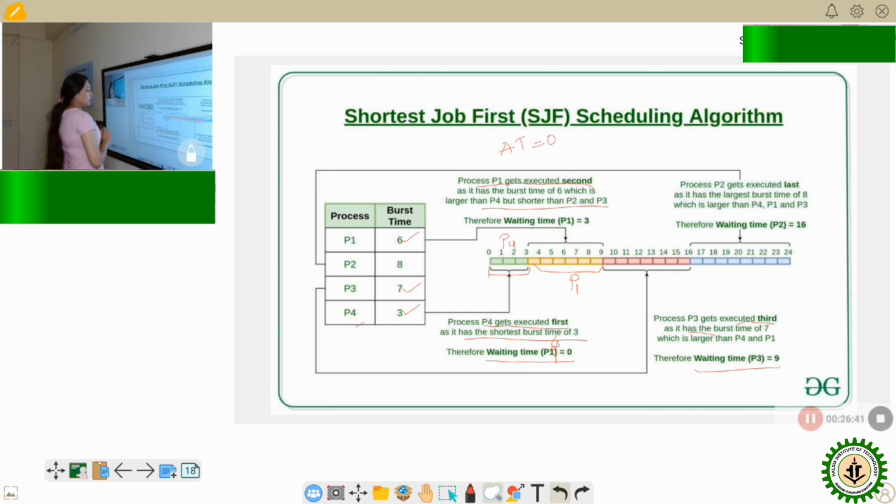Then last will be P2. Process P2 gets executed last as it has the largest burst time of 8. So in shortest job first, we are selecting by the burst time, as in which process has the lowest burst time. We will select that process first. Then the whole scheduling process will execute, or the processes will be selected as per this.